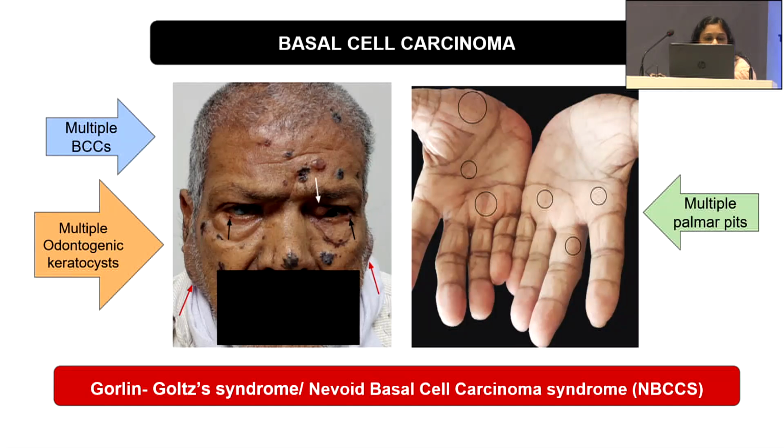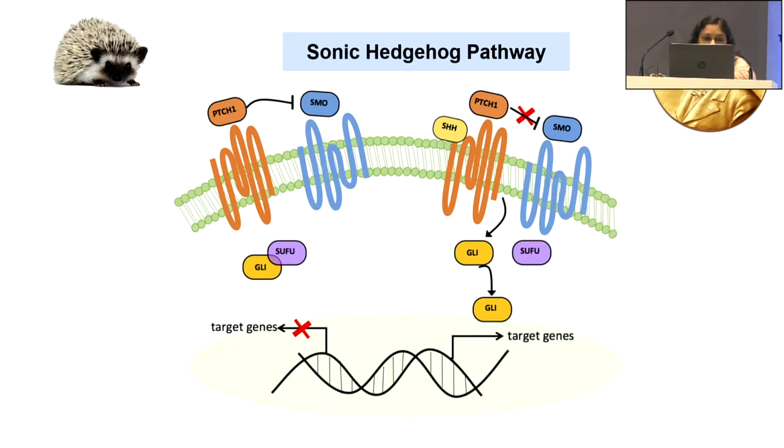So the basic genetics of basal cell carcinoma came from the genetics of Gorlin-Goltz syndrome, and the major pathway that is involved is the sonic hedgehog pathway. We know the patched receptor 1 normally inhibits SMO, the smoothened receptor, and there is no transcription of the genes, and here you can see there is no transcription. But in basal cell carcinoma, there is an inactivating mutation of the patched receptor or an activating mutation of the smoothened receptor, which results in activation of the GLI proteins and the transcription of target genes, resulting in cancer.